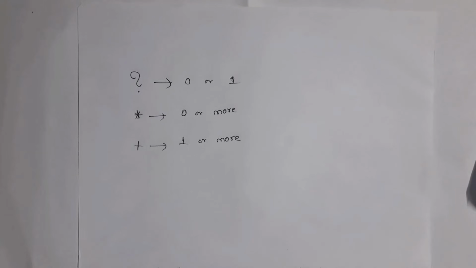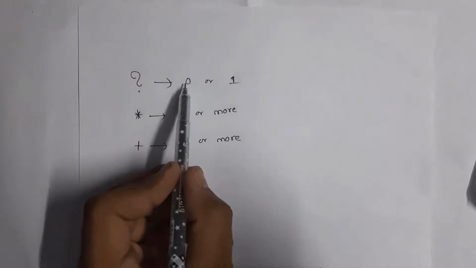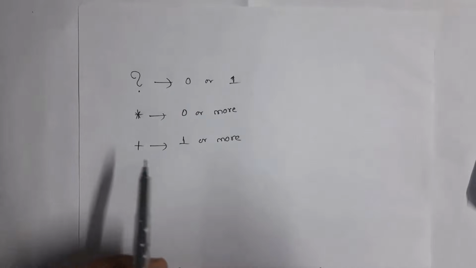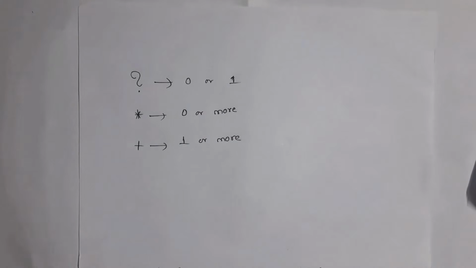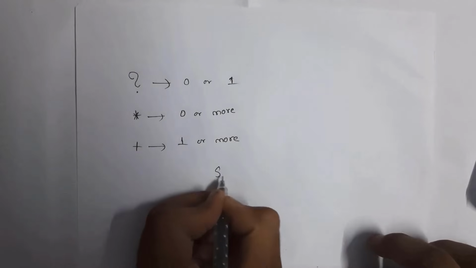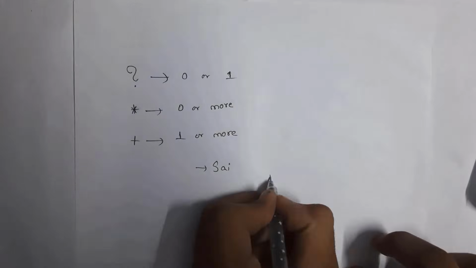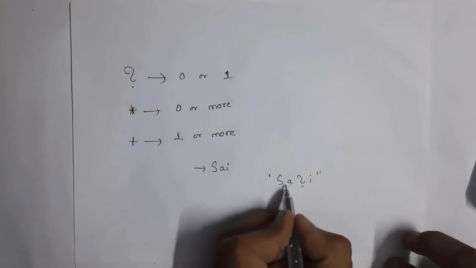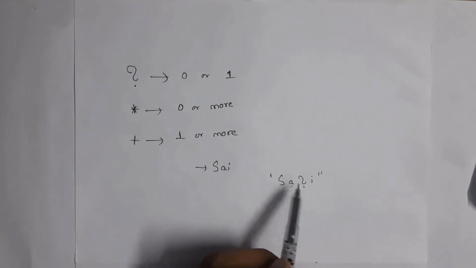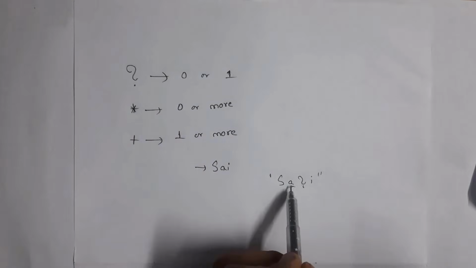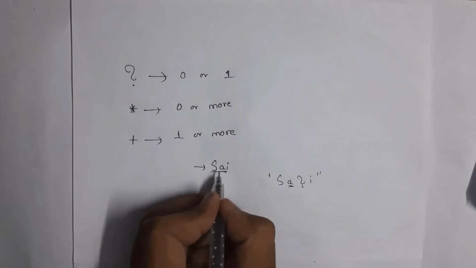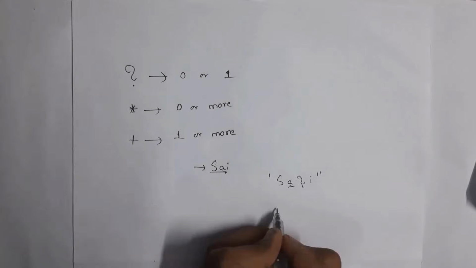Next I will explain what is the use of question mark symbol, star symbol and plus symbol. Just remember, for question mark 0 or 1 occurrence, for star 0 or more occurrence, and for plus 1 or more occurrence. I'll give one example. Let us consider one string that is Sai. This Sai is a name, and in the pattern I am writing S A question mark I. That means the character left of the question mark is A, and question mark means 0 or 1. That means if this A is available 0 or 1 time in my string, I should get output Sai. Here A is available once, so I will get output Sai.